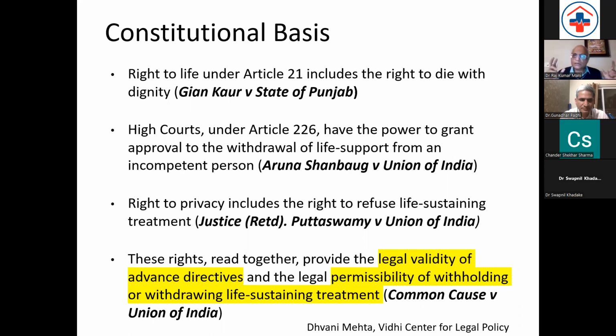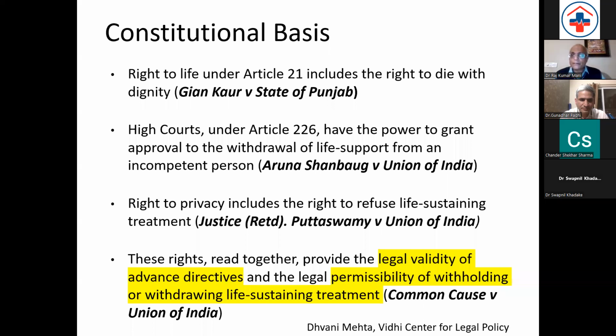Now, the second is Common Cause versus the Union of India, 2018, which put together both autonomy and privacy as an extension of your right to life. So both of them are your rights as well. And if you take both together, you have the right to direct the way your medical treatment will be conducted, which is the right of refusal of any medical treatment you don't want, or being fully informed is not going to help you.